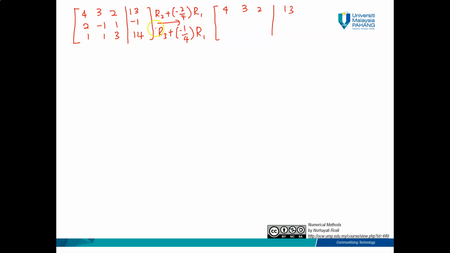So here, we have the same values for row number 1, which is 4, 3, 2, and 13. But for row number 2, we have this formula, this R2 that refers to row number 2. Okay, we start here with the first column. For the first column, we take R2 here, the value is 2. So it's 2 plus negative 2 over 4. This one is fixed. And R1 refers to the value above this one, means the value of a11 in the first column.